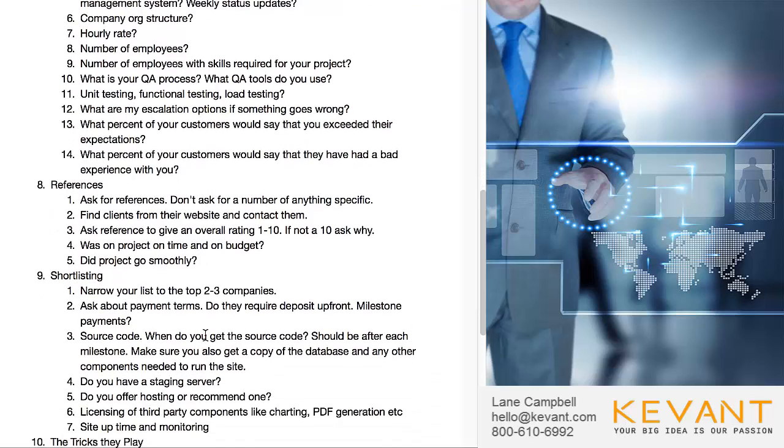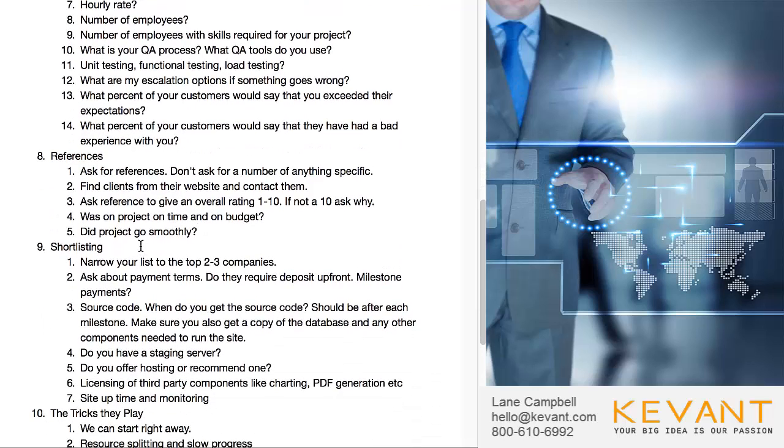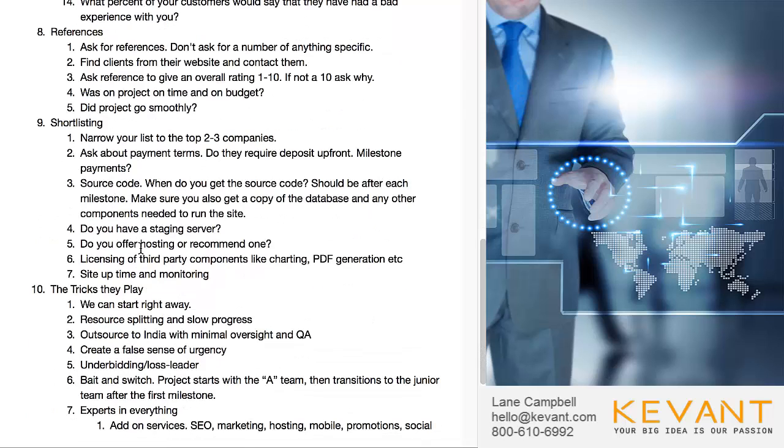And then once you've gone through that process, what you would do is start to shortlist these. So you typically want to narrow your list down to the top 2 or 3 companies, and ask some additional questions, which we'll go through now. First, what are your payment terms? At this point, you want to determine if they require an upfront deposit, if they have milestones, and if those milestones would be set up with payments.